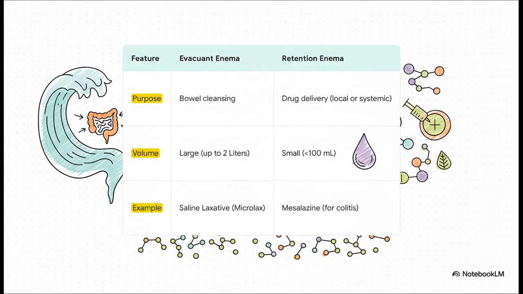This table just lays it all out so clearly. On one hand, you have evacuant enemas. Look at that volume, up to 2 liters. They are large because their only job is to flush out the bowel. That's it. On the complete other end of the spectrum, you have retention enemas. They're small, less than 100 ml, because they're meant to be kept inside the body so a drug can be delivered and absorbed. Totally different functions.